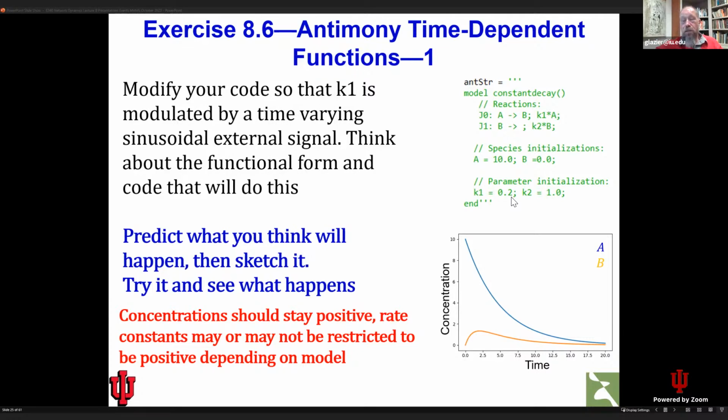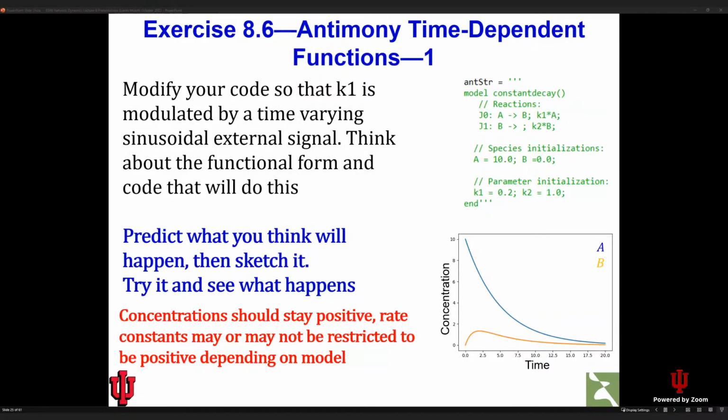But is it clear what to try? So you'll take K1 equals 0.2, you'll replace the equal sign by colon equals, and then you want to make the 0.2 into a sinusoidally varying function. Try that out.